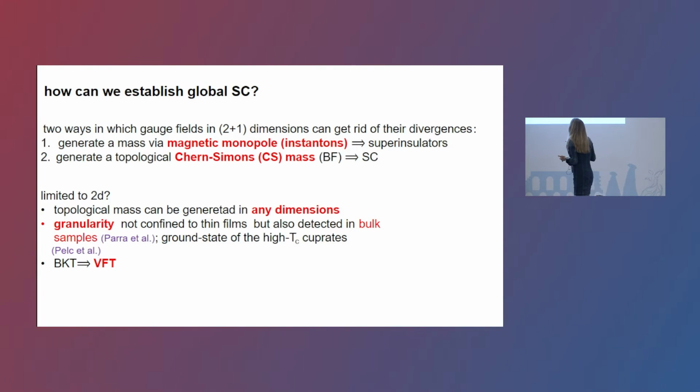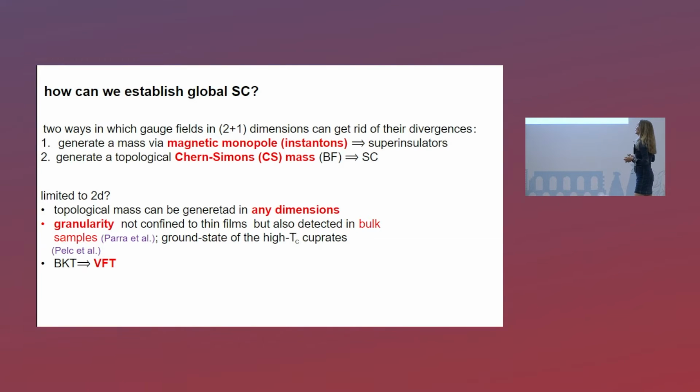And in 2+1 dimensions, I have two ways in which I can generate a mass, my screening of the electromagnetic field. The first one is the one we heard yesterday, namely through instantons. And these, we have seen yesterday, give rise to the state of matter that is called superinsulator.